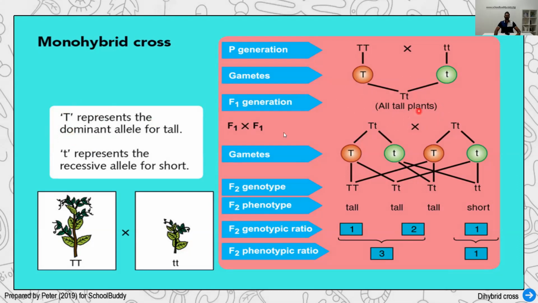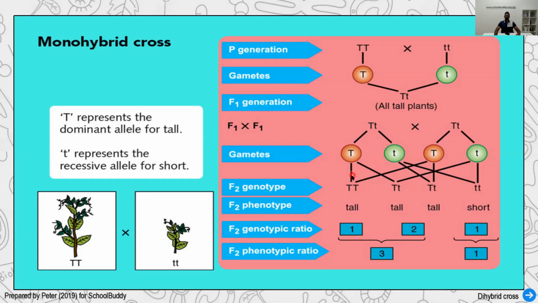Later, if we fertilize among this generation, between the siblings of the first generation, we have big T and small t crossed with big T and small t. Since they have a mixture of different combinations, we're going to write all the gametes available. So we have big T, small t for this, and also the same, big T and small t. And we're going to do all the crossing.